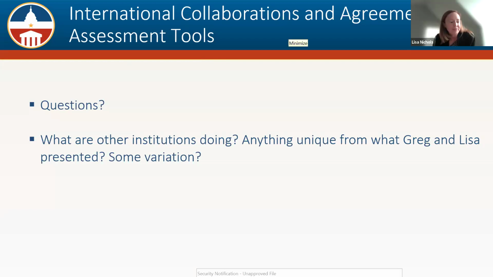This is actually for both of you as well: who has, or which units have, authority to tell faculty or units that they cannot proceed with an initiative or agreement based on either the collaboration tool or the agreement matrix? I guess I'll start with you, Greg.